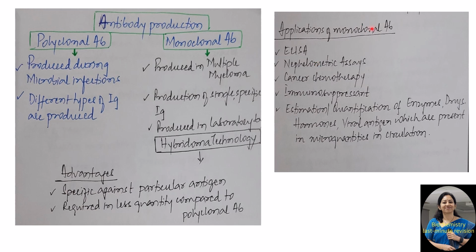Apart from that, monoclonal antibodies are used in cancer chemotherapy so that only cancer cells are destroyed and the host cells are spared. Monoclonal antibodies are also used as immunosuppressants to prevent graft rejection. And a variety of applications of monoclonal antibodies lies in estimation or quantification of enzymes, drugs, hormones, viral antigens, which are usually present in micro quantities in blood circulation. So these are the applications of monoclonal antibodies.